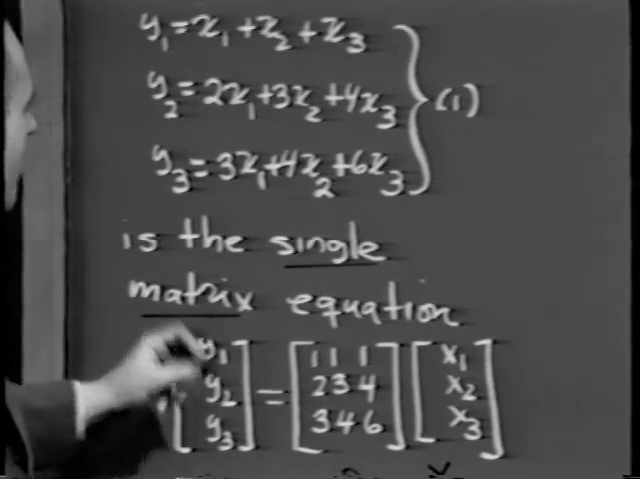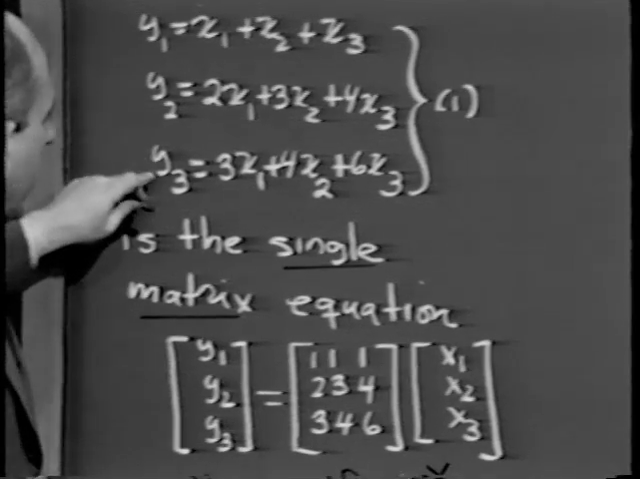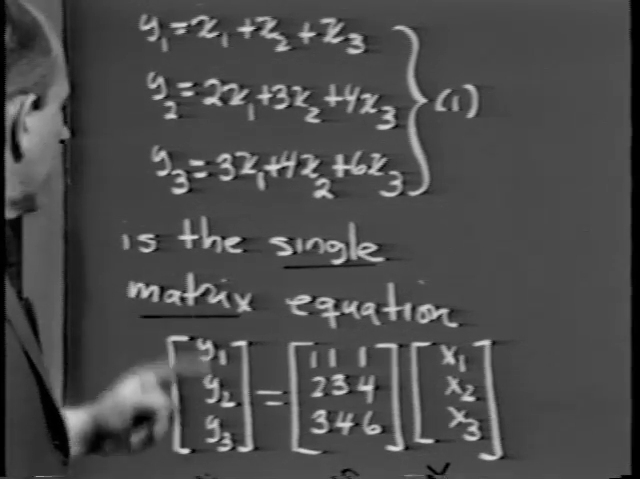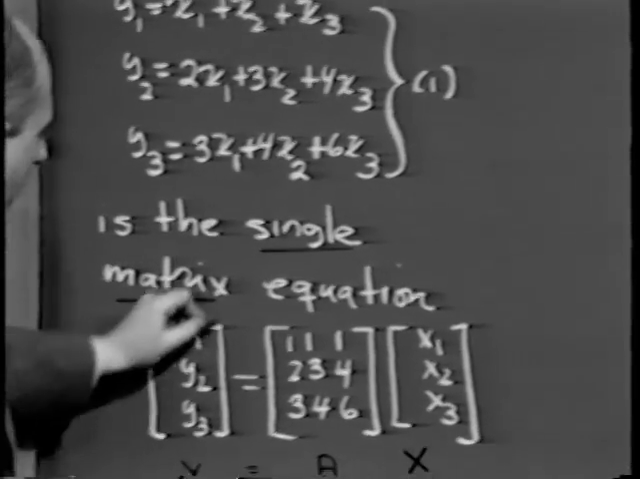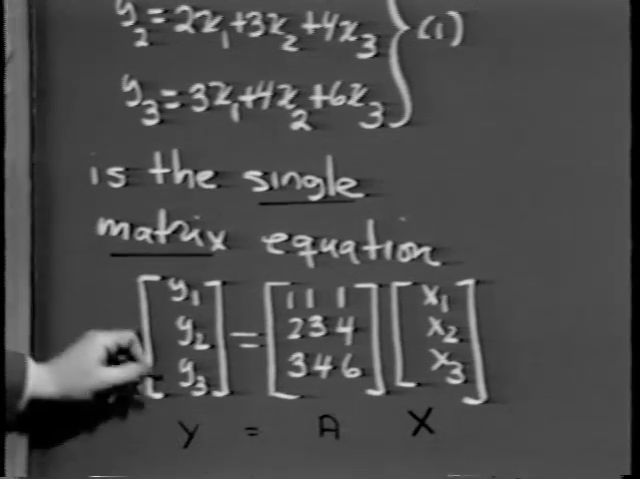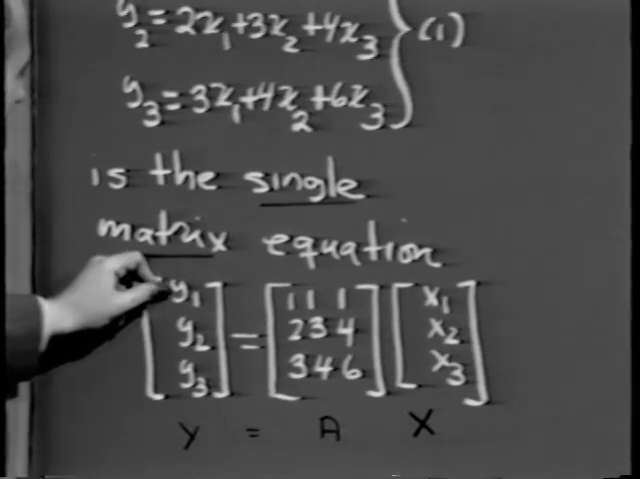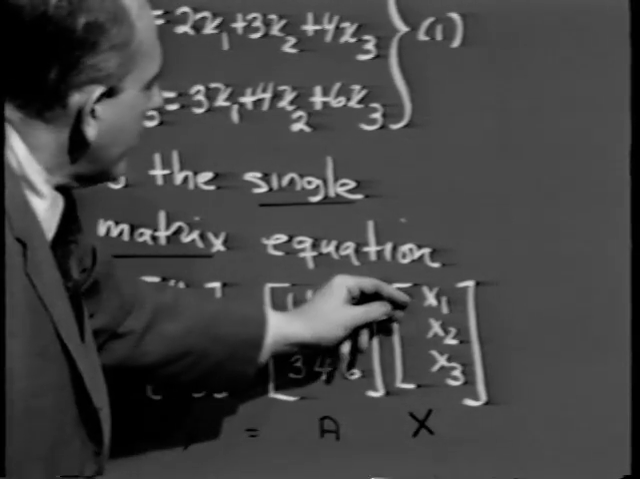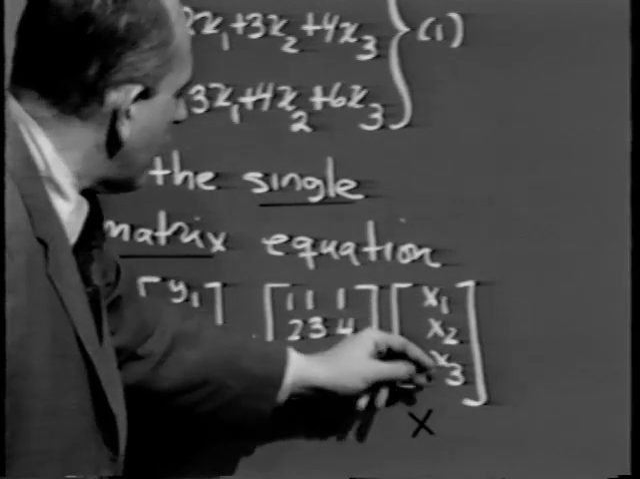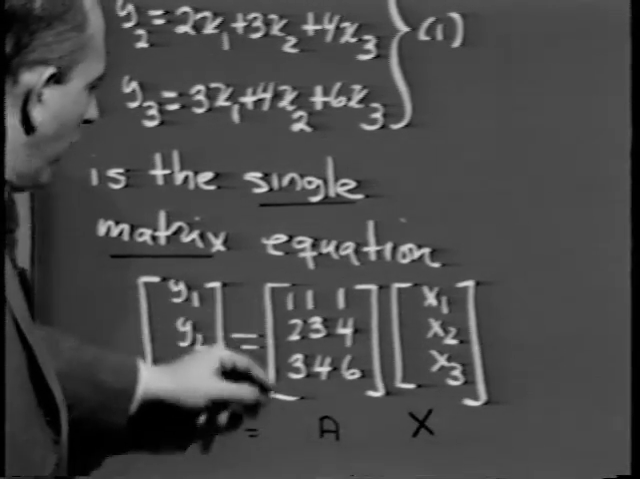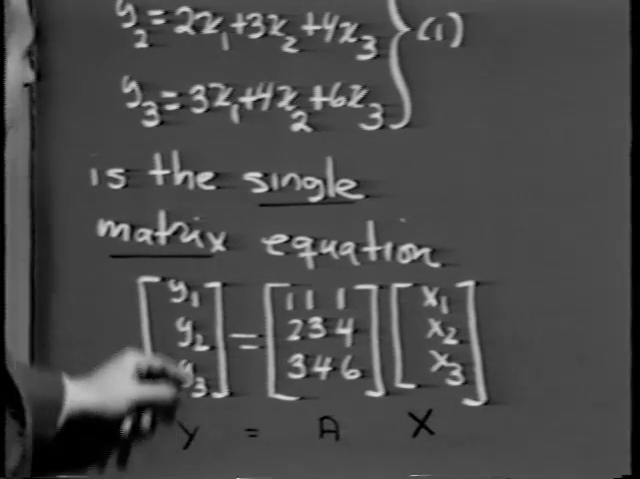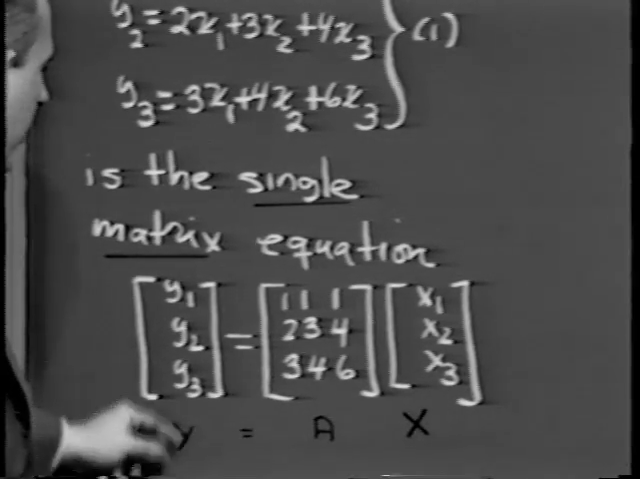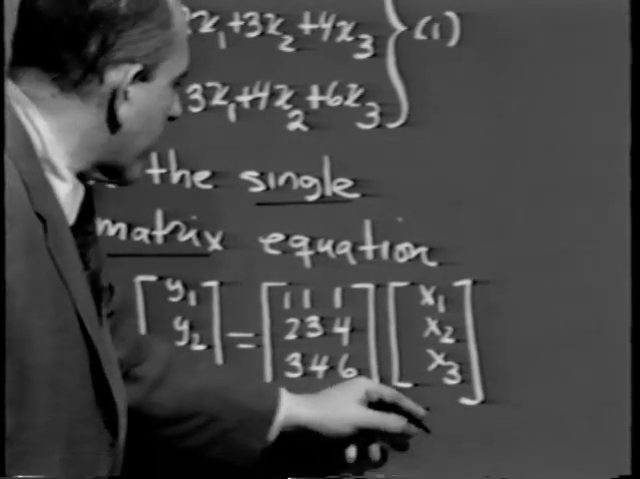Now, what I claim is that this system of three equations and 3 unknowns, so to speak, is equivalent to the single matrix equation given by this. In fact, to make this easier to read, let's let capital Y denote the column matrix y1, y2, y3. Let's let capital X denote the column matrix x1, x2, x3, and capital A is as before the original matrix. And my claim is that this system of 3 equations and 3 unknowns is represented by the single matrix equation capital Y equals A times capital X.